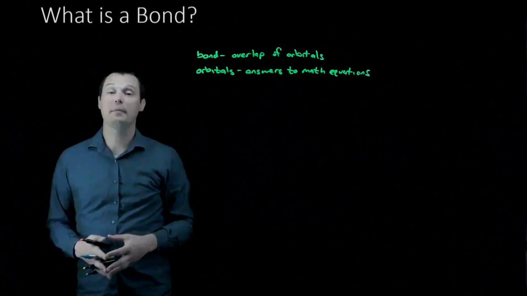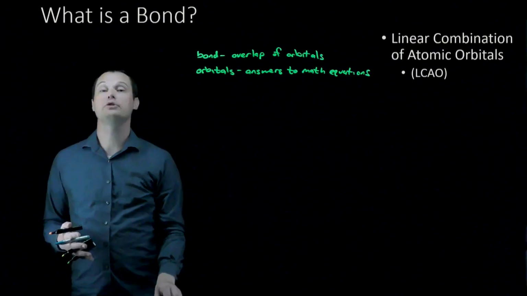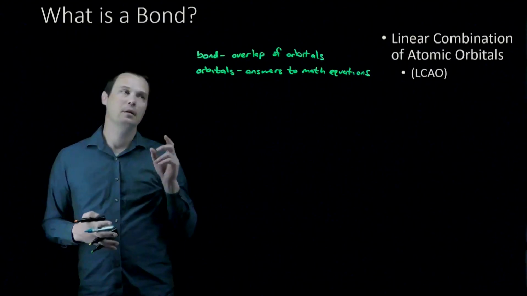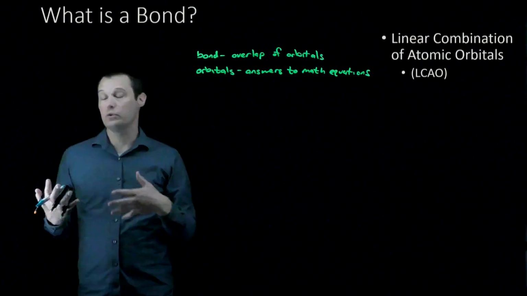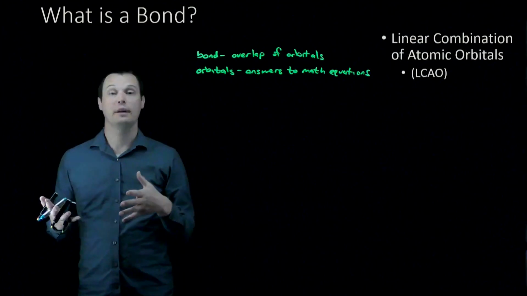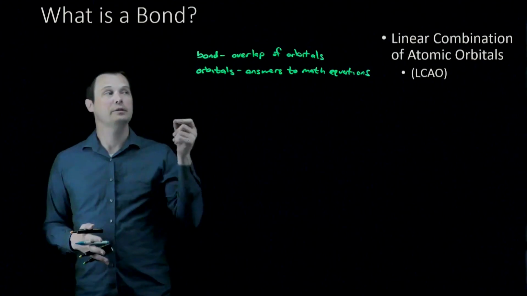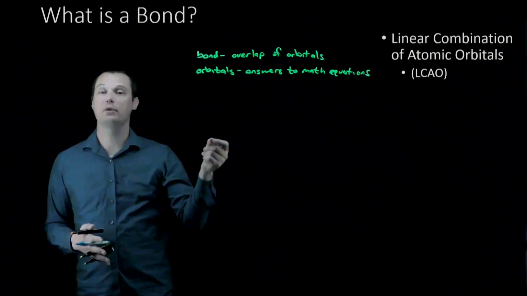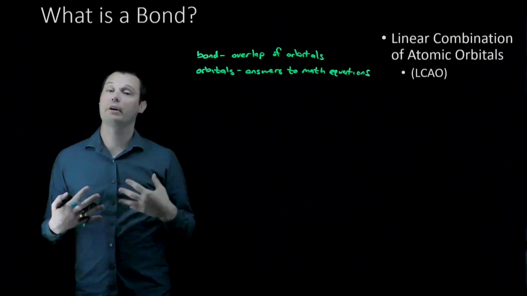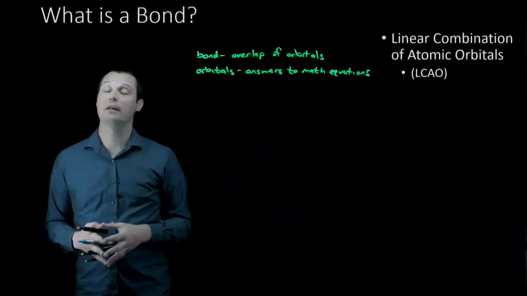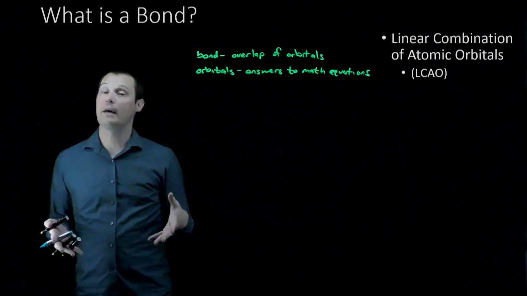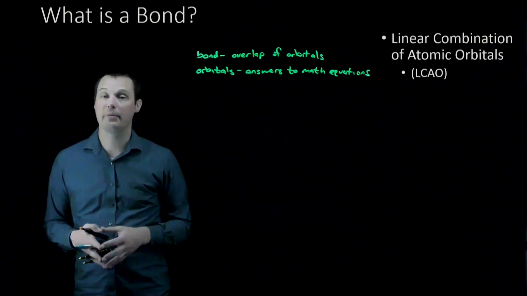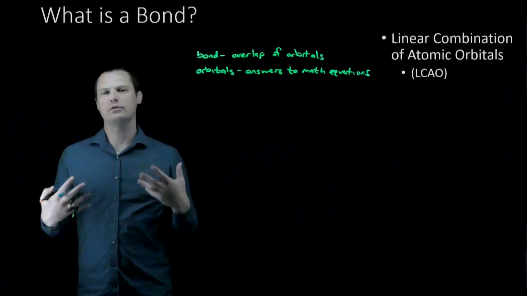The way we do that is with a mathematical construct called the linear combination of atomic orbitals, LCAO. This is a set of mathematical rules. It's used in lots of contexts. Chemistry is just one context. It's a set of mathematical rules that allow us to combine, to overlap math equations to form orbitals. There are a couple of rules that go along with the LCAO. This is not meant to be a math lecture. I'm not going to dig into all the math behind linear combinations. But let's get to the practicalities.